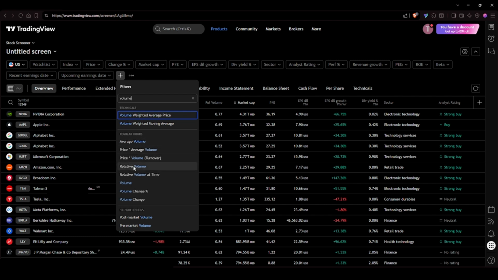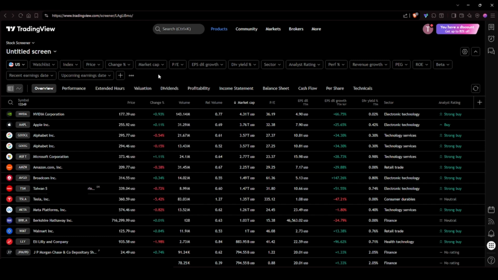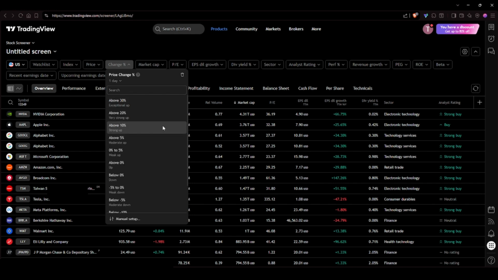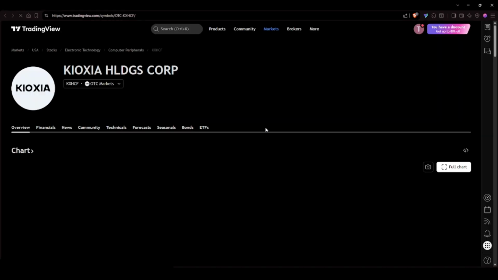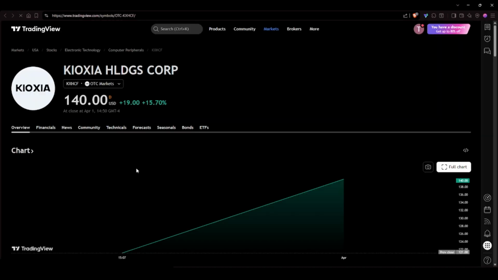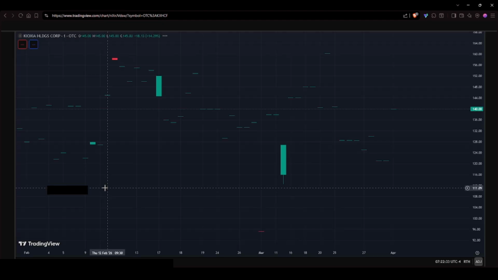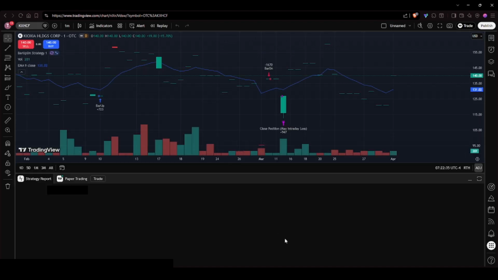After applying your filters, the screener will generate a list of stocks that meet your criteria. You can click on individual stocks to see detailed information, including charts, news, and technical analysis tools. Take your time to analyze these stocks and consider various factors before making a decision. Using the TradingView Stock Screener effectively can greatly improve your stock picking process and contribute to successful trading outcomes.